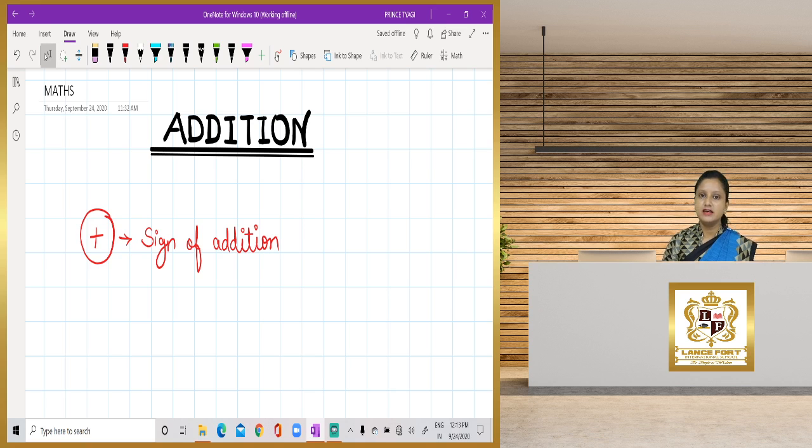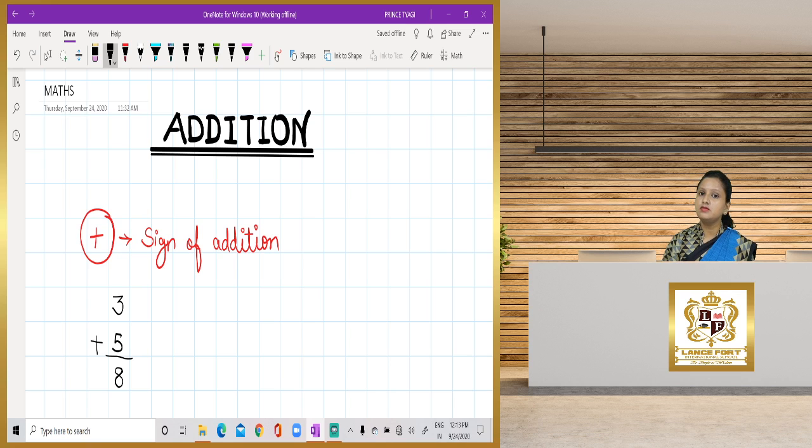Now, I am taking an example. Okay, so as you can see, I have 3 pens in my left hand and 5 pens in my right hand. So now what is the total? Let us add. So now 3 pens and 5 pens. Now add, we'll get the total 8.